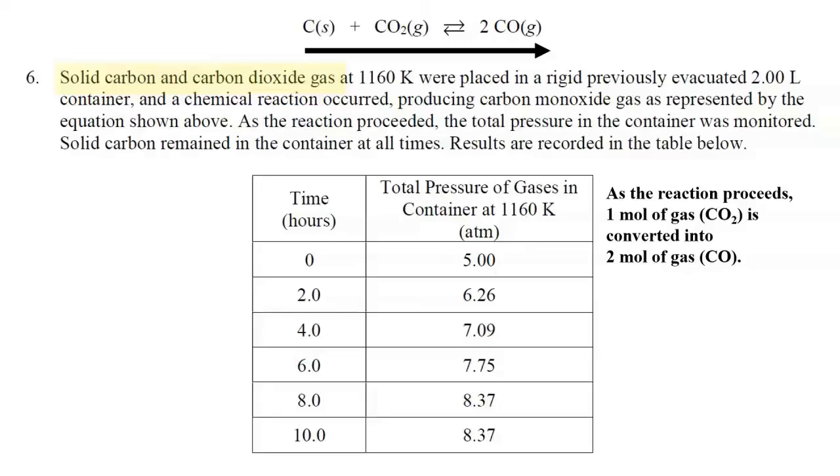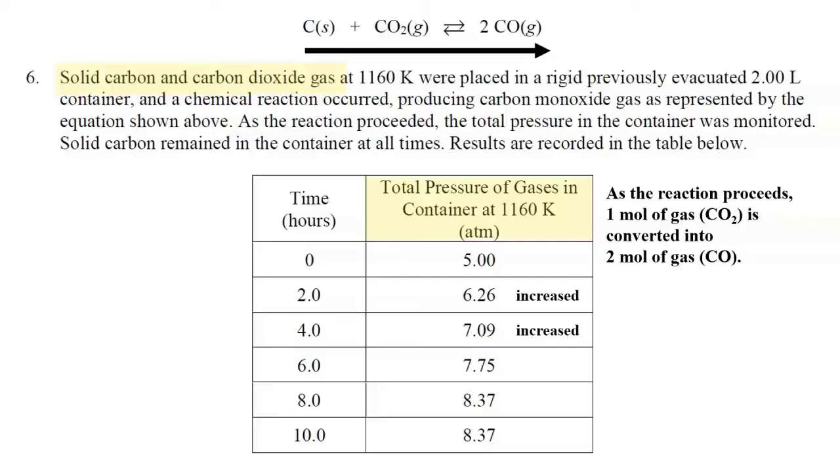As the reaction proceeds, 1 mole of gas, carbon dioxide, is converted into 2 moles of gas, carbon monoxide. So I would expect the pressure to increase over time. We start off with an initial pressure of 5.00 atmospheres. That would just be the pressure of the carbon dioxide gas in the container at time 0. But as the reaction proceeds, the pressure increases. At 2 hours, it's 6.26 atmospheres. The pressure continues to increase.